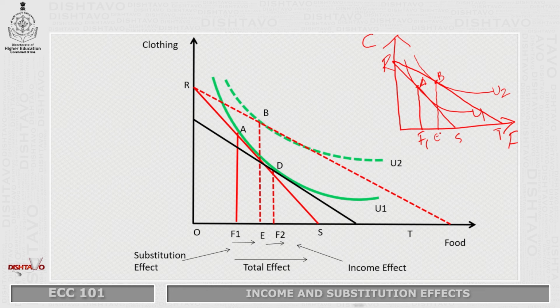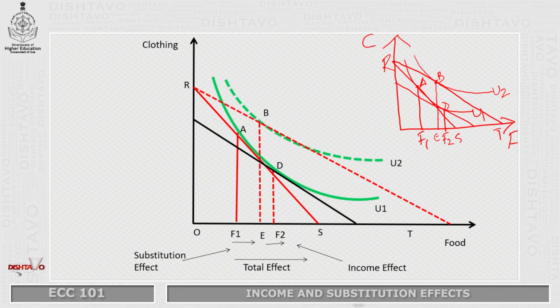And now again you have to draw the imaginary budget line, which is again parallel to the new budget line, and it is tangential to your old indifference curve. Okay, so I'm drawing that imaginary line, that is the black line in the diagram that you can see. So we mark it as point D here, and this is F2. Now what is it indicating? Now here again our total effect is from F1 to F2 because the price of food has fallen.